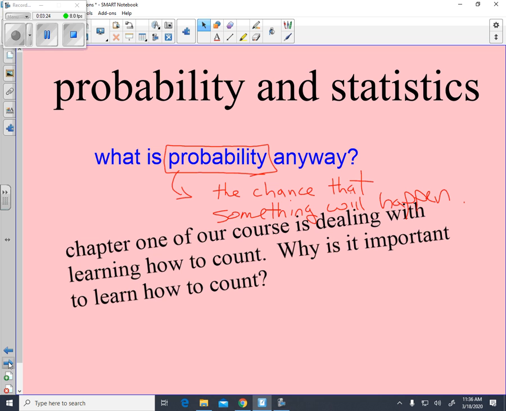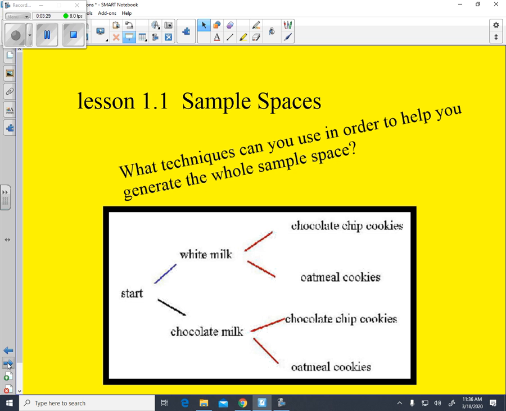So we start the chapter dealing with sample spaces, where you just try to list all of the outcomes. And in the previous lesson, you see here again, here is a tree diagram that shows us if we're picking out our milk option and our cookie option, that we really end up with 4 possible outcomes. And we've got a tree diagram that shows us those outcomes.